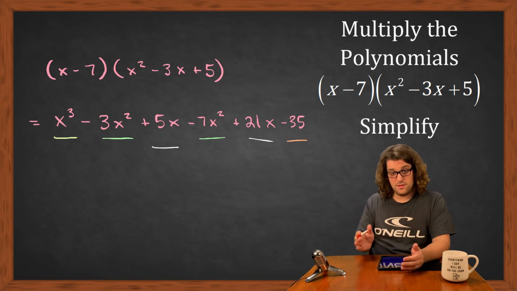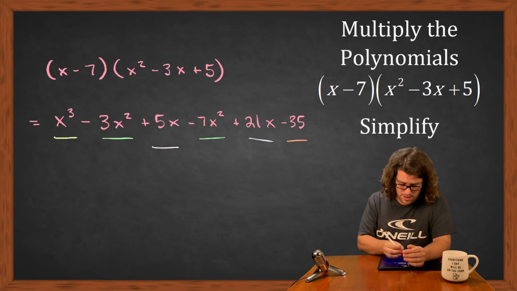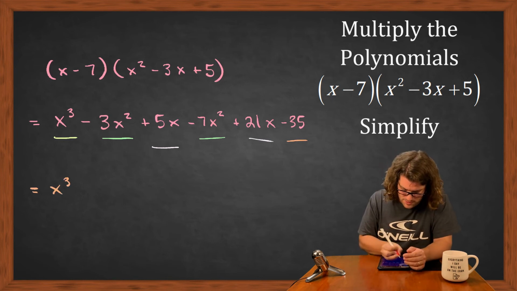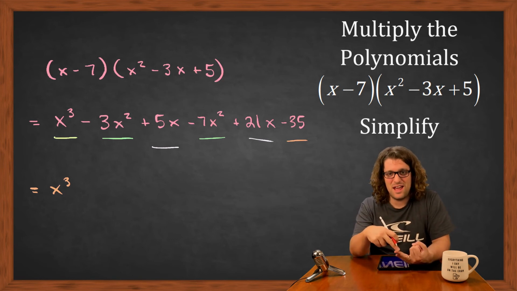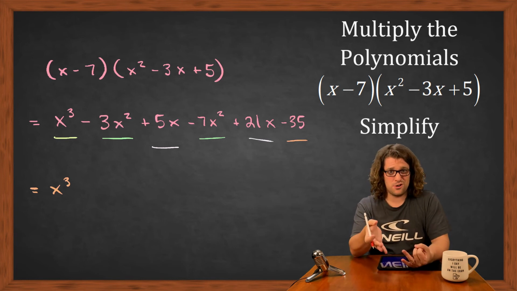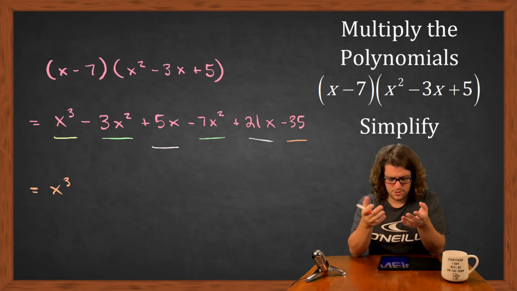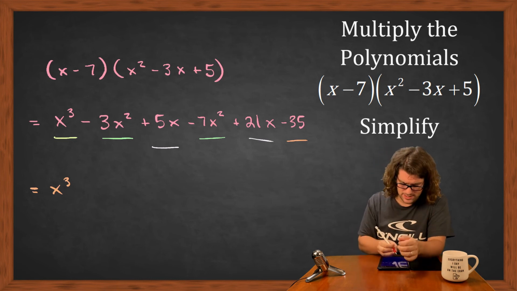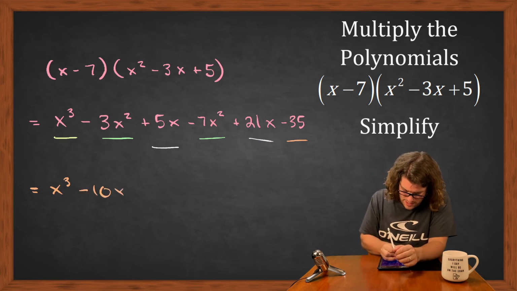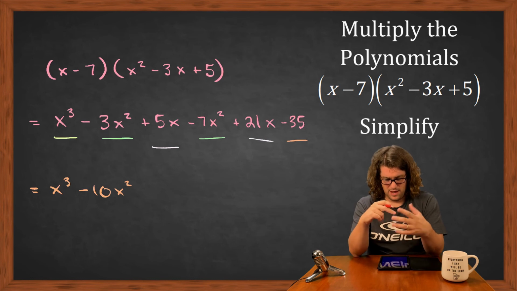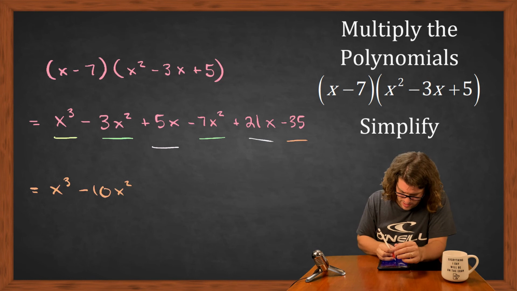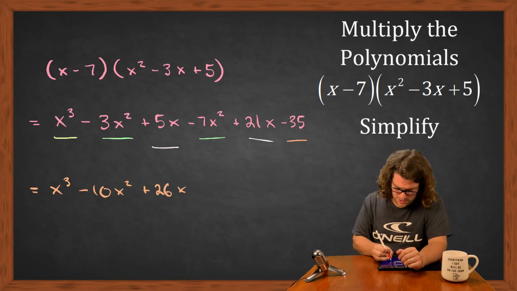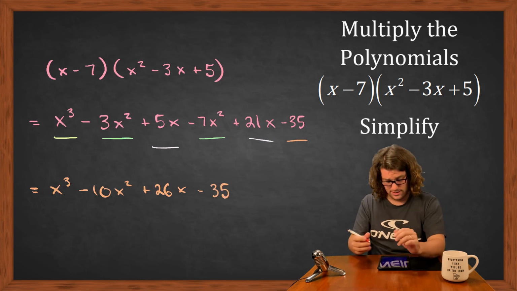So I'm going to take the parts that are the same and put them together. For the x cubed, I don't have another one. I have minus 3x squared and another negative 7x squared. We're just combining integers. We have negative 3 and another negative 7. That's negative 10 of them, so negative 10x squared. Next up, we have positive 5x and positive 21x, which means we're going to have positive 26x. And lastly, we had just the negative 35 on its lonesome, so there it is.